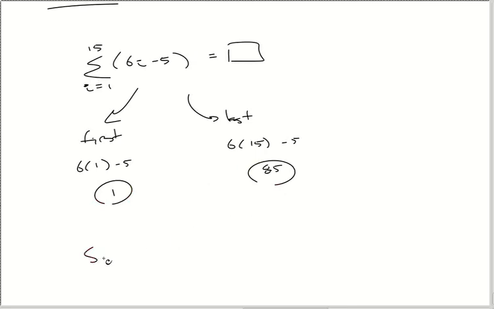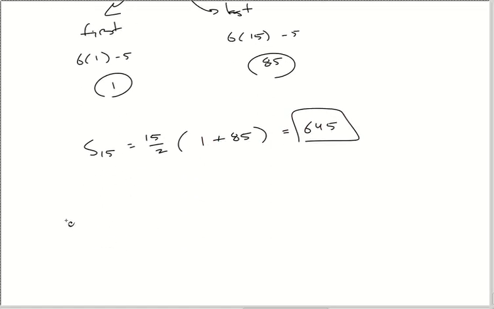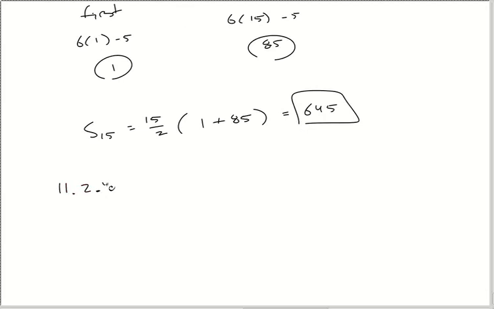And so then they say, okay, we'll find out now what the final answer is. So then I got my S15 is 15 divided by 2, and then 1 plus 85 is equal to what? 645. That's your final answer. Awesome. Let's do another one. 11, 2, 49. So I have summation of i equals 1 to 20 of 3i.